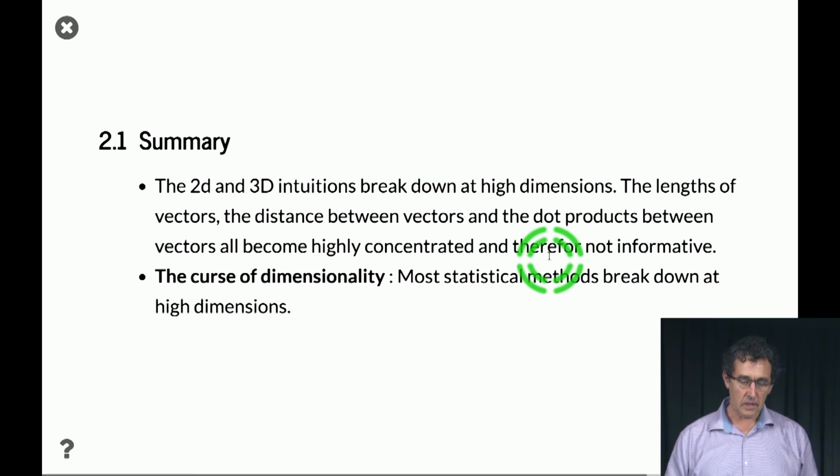So to summarize, if we use our 2D or 3D intuitions in high dimensions, things break down. Things are not the way that we can think about them in 2 or 3 dimensions. Basically, any 2 points have the same distance. Any 2 vectors have a dot product of 0, and so on. This is sometimes called in statistics the curse of dimensionality, because most statistical methods break down when you have high dimensions. So I hope that you'll remember that lesson. It's a general thing that holds in many, many contexts.